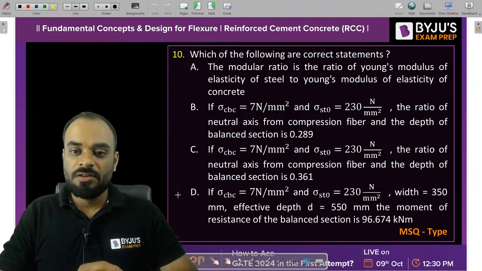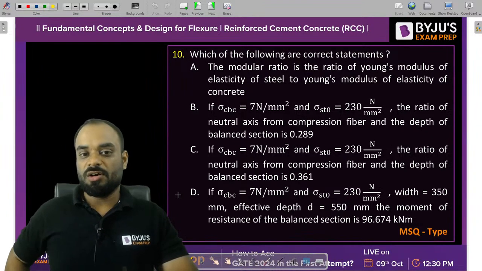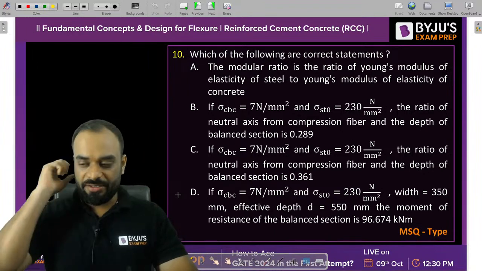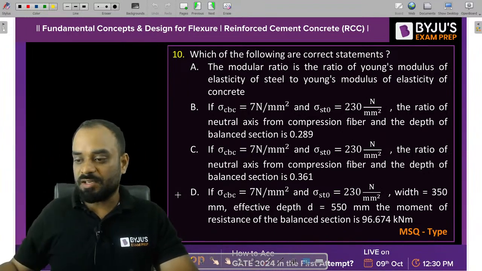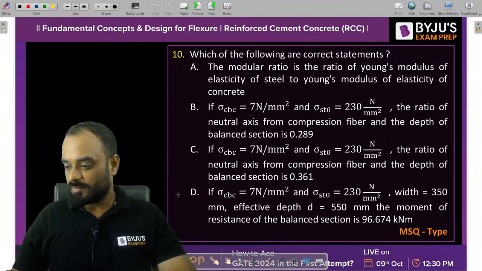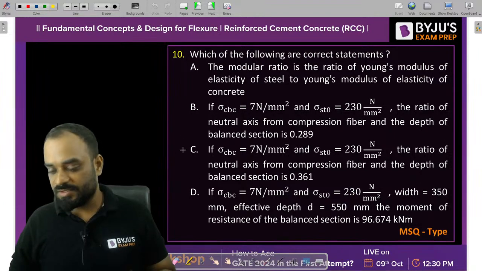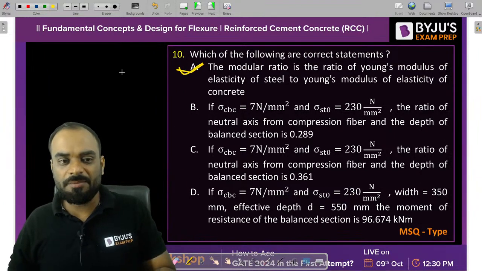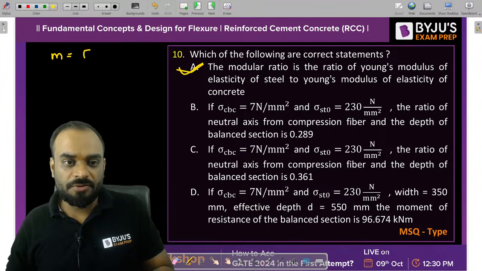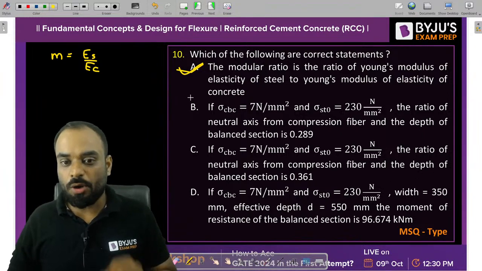Okay. So as per the first statement, the modular ratio is Young's modulus of elasticity of steel to Young's modulus of elasticity of concrete. What is basically the modular ratio? It is correct. Very nice, Sanjeet. First statement is correct. We know that, guys, M is nothing but the ratio of ES by EC in general, right? Now what about B option?